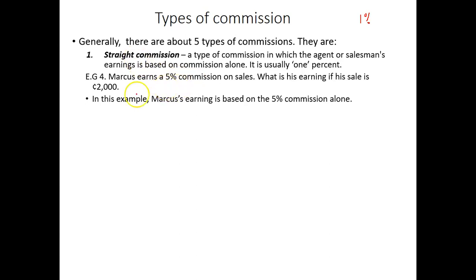So to find the earning for Marcus is going to be what? 5% of 2,000, isn't it? So sales times rate of commission, isn't it? The sales is 2,000 and the rate of commission is 5%, which is 0.05. So when we substitute this 2,000 for this and then this, when you use your calculator, you get 100 cedis. So 2,000 times 0.05. I hope that's clear.